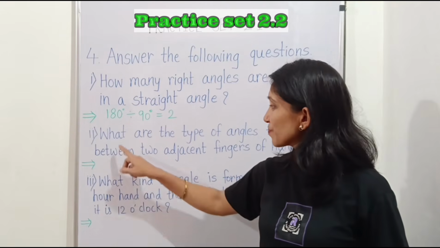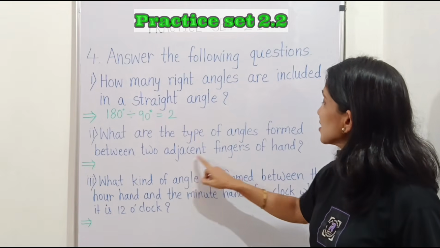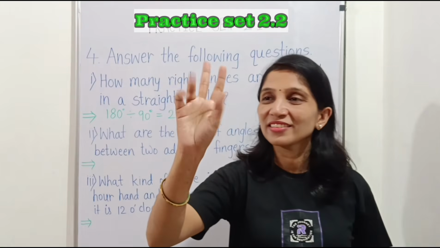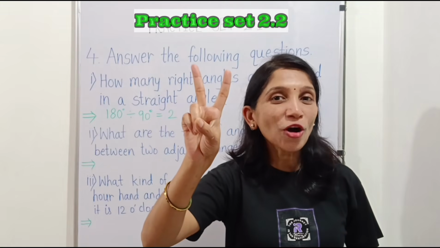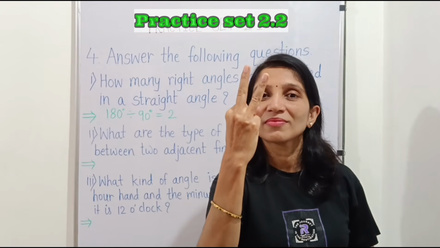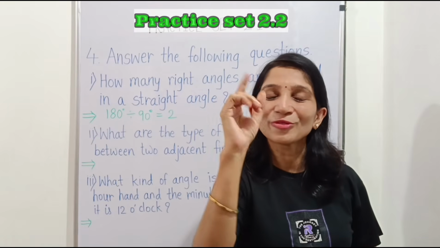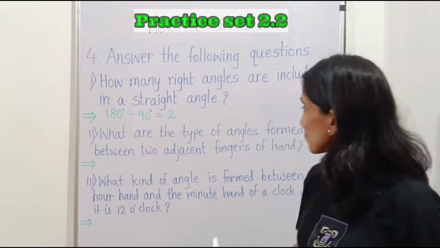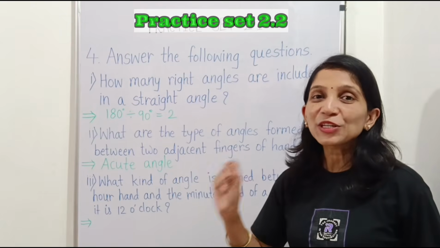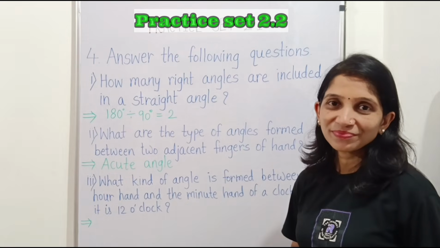Next suspect, what are the type of angles formed between two adjacent fingers of hand? Now see, this is my hand. See the adjacent finger. Which angle forms? See any finger. Yes? Which angle form? Very good. So, our answer is acute angle. So, you can say acute angle will form between two adjacent fingers of hand.